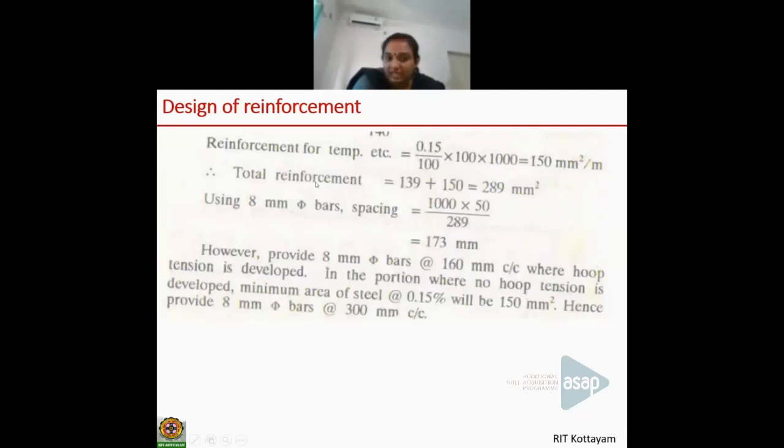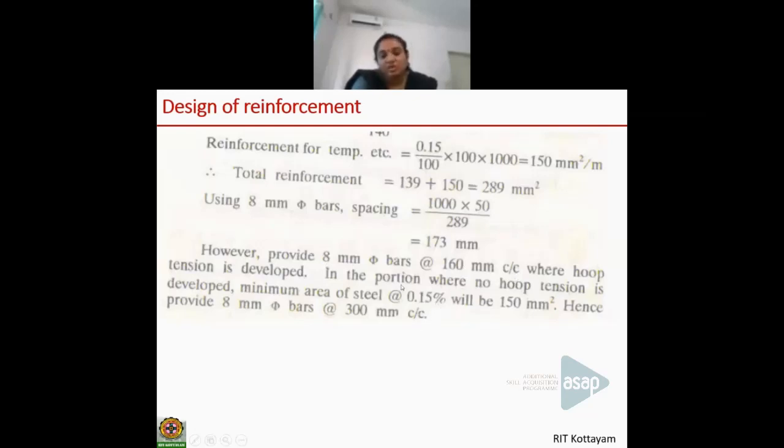So the total reinforcement from the force side and also for the requirement of the temperature steel, you get the minimum steel area as 289. Then you can find out the spacing, assuming bar diameter, using 100 As by BD. With all these equations, spacing is equal to width divided by area of the steel. So you can find out the area. So 8 mm bars at 160 millimeters center to center.